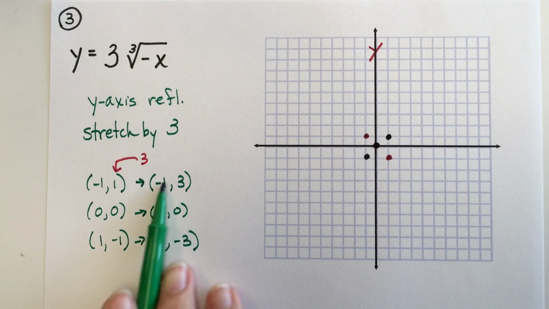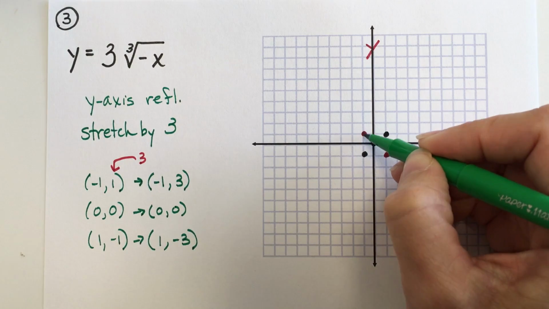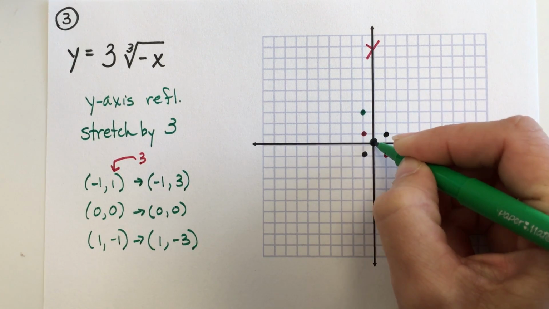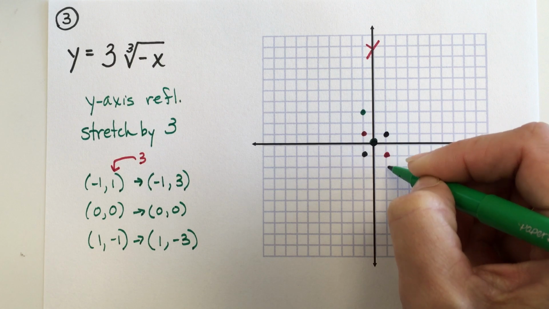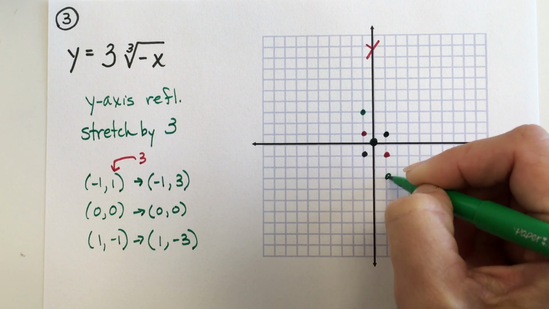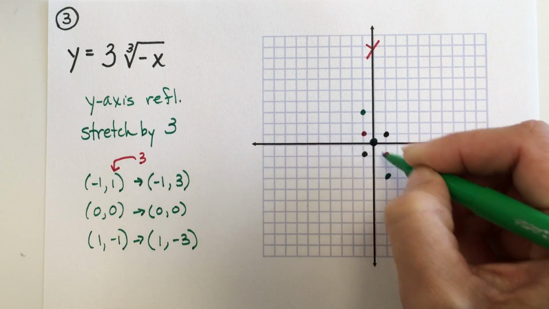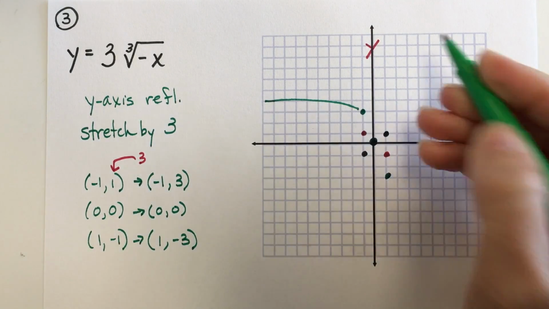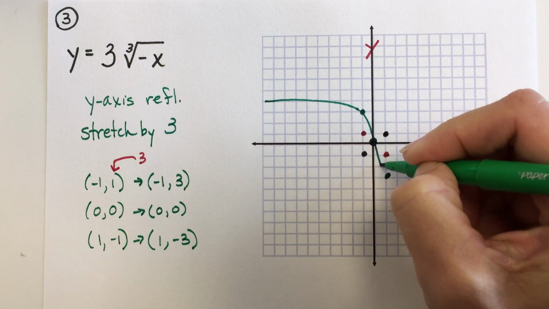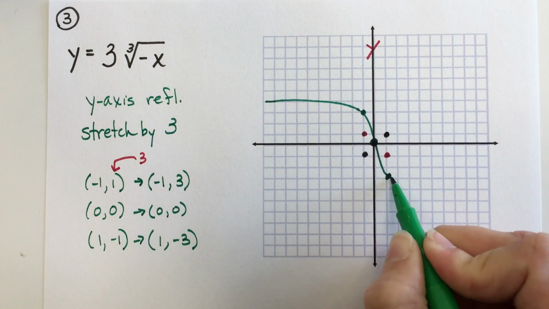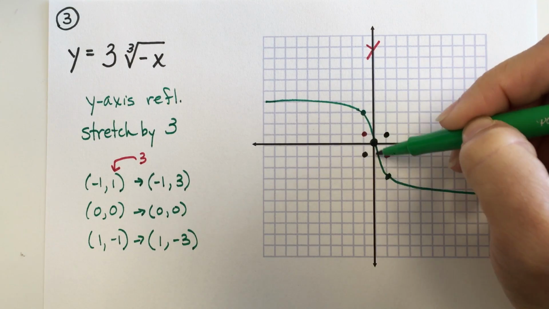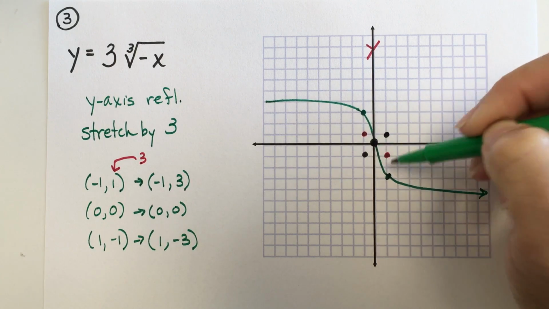Now, if you'll plot these points, so -1, 3, of course 0, 0 still hasn't moved, and then 1, -3, then these are the 3 points that I've got to connect up. Now, one thing when you're doing your cube root function, first of all, it's not a straight line down through these 3 points. So you kind of have to curve it a little bit in between these points.